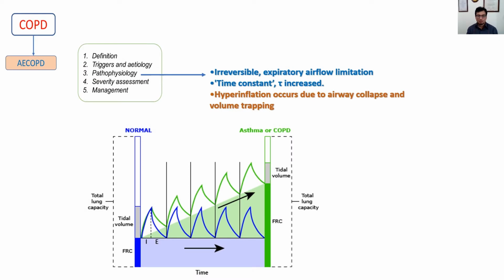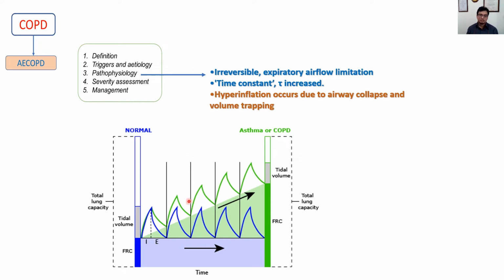Let's understand about hyperinflation. What is that? So dynamic hyperinflation, or hyperinflation, is a characteristic feature common to patients with acute exacerbation of COPD, or even sometimes asthma, status asthmaticus. Two central pathophysiological mechanisms can lead to hyperinflation. One is airway collapse leading to total expiratory airflow limitation and volume trapping, and the other mechanism is increased airway resistance leading to increased expiratory time, that is time constant, and dynamic hyperinflation. The first mechanism is predominantly seen in COPD patients.